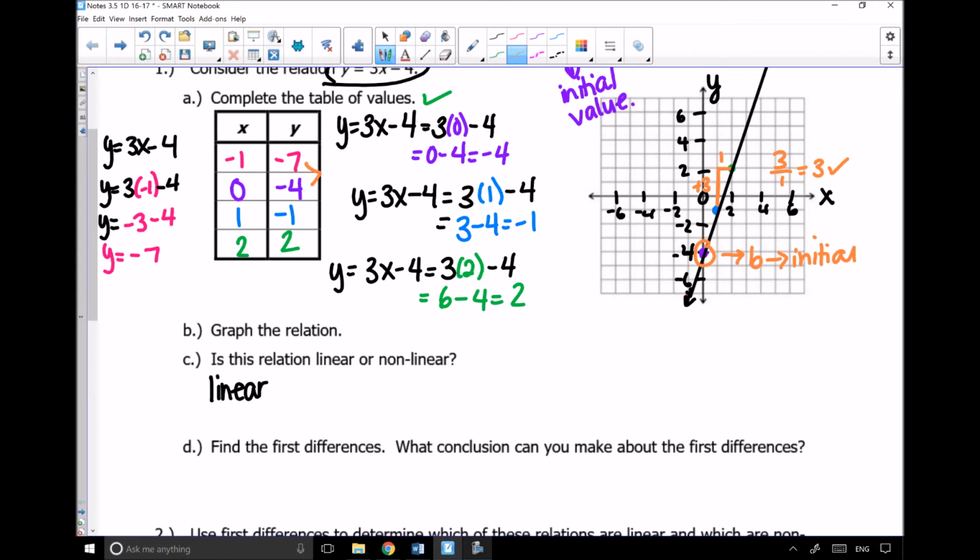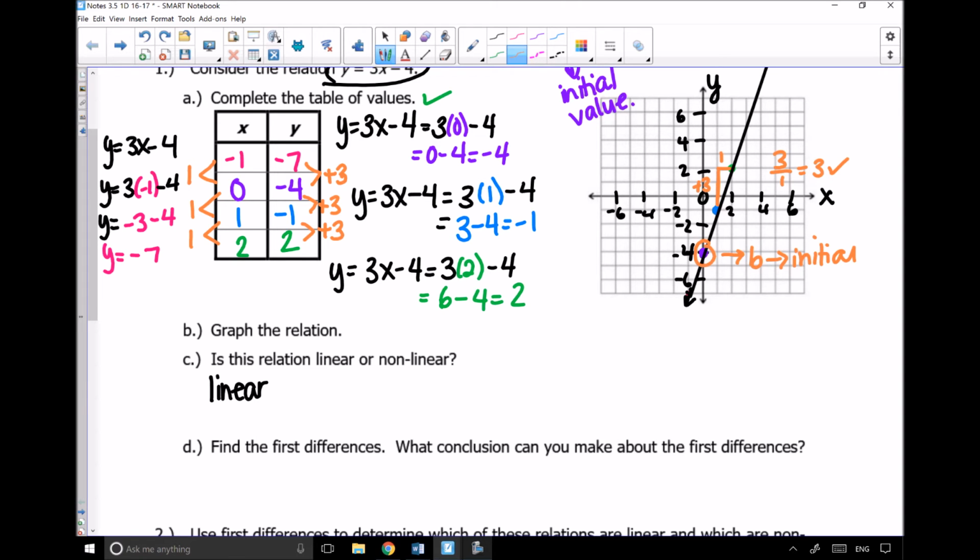From negative 7 to negative 4, it went up by 3. So my first difference is positive 3. From negative 4, it went up to negative 1. It also went up by 3. And from negative 1 to positive 2, it also went up by 3. Now, this needs to be consistent on the other side as well. So this right here, this goes up by 1. From 0 to 1, it goes up by 1. And from 1 to 2, it goes up by 1.